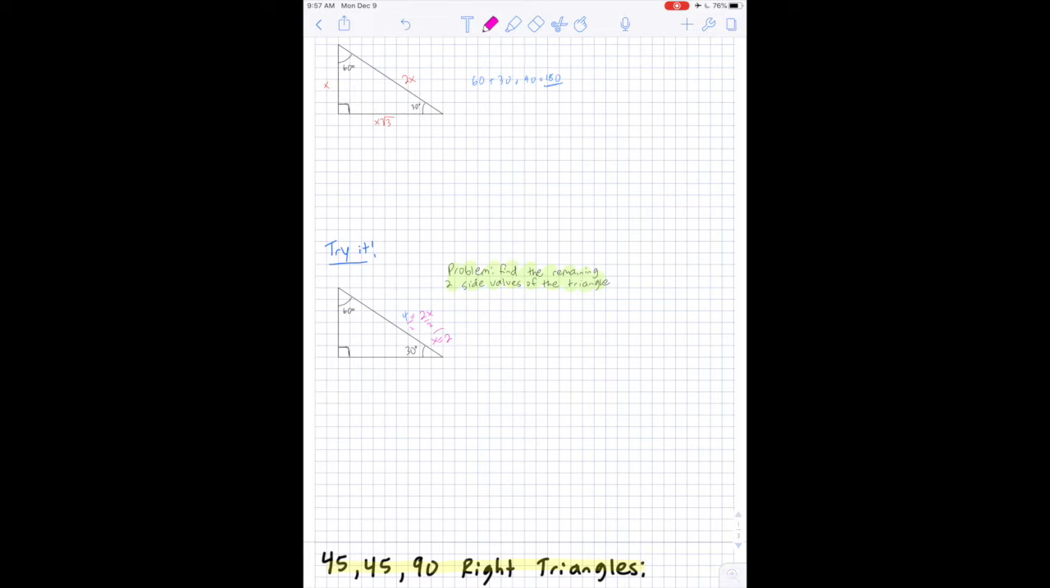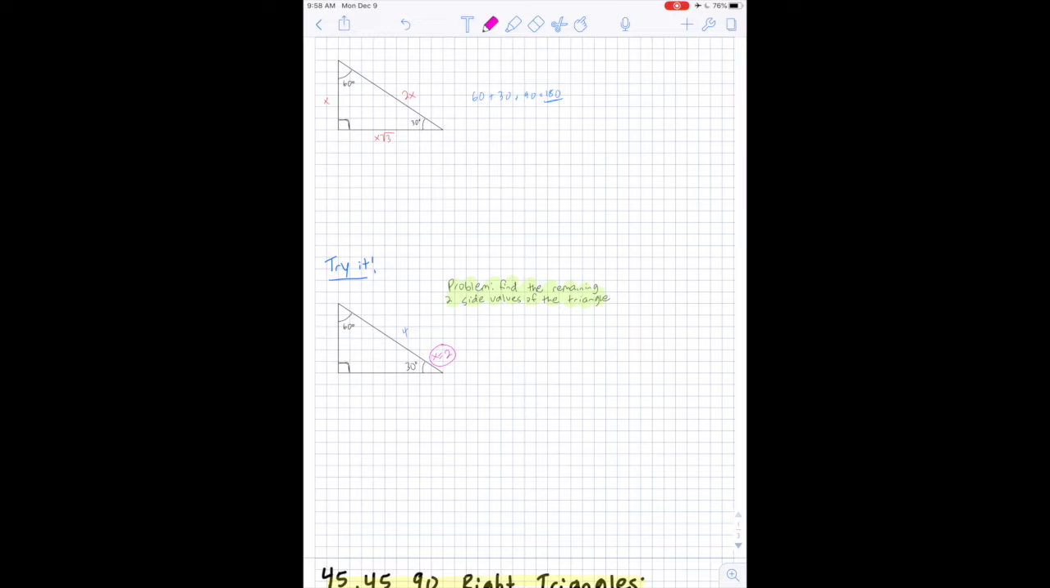X would be equal to 2. So now we have that value of x, okay? Well, that's really helpful because we have to base everything else in the problem off of this x. So now we know that x is equal to 2. Now let's work our way around.